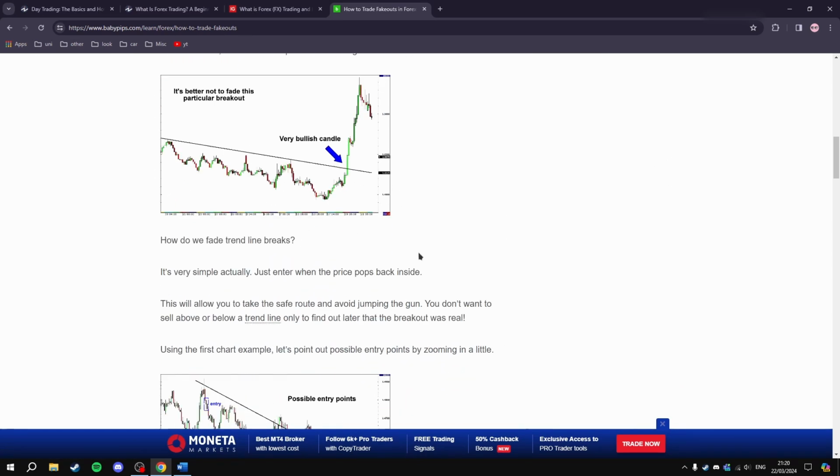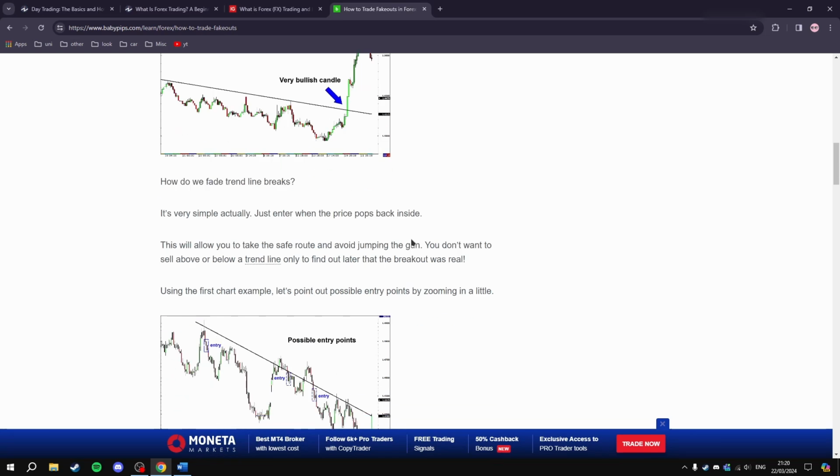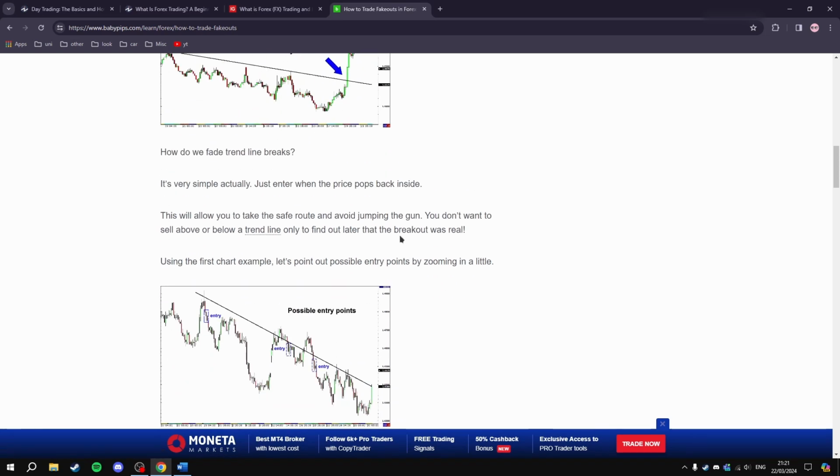How do we fade trend line breaks? It's very simple actually. Just enter when the price pops back inside. This will allow you to take the safe route and avoid jumping the gun. You don't want to sell above or below a trend line only to find out later that a breakout was real.